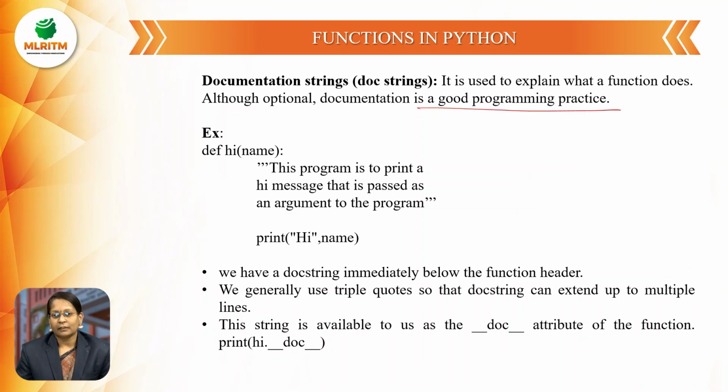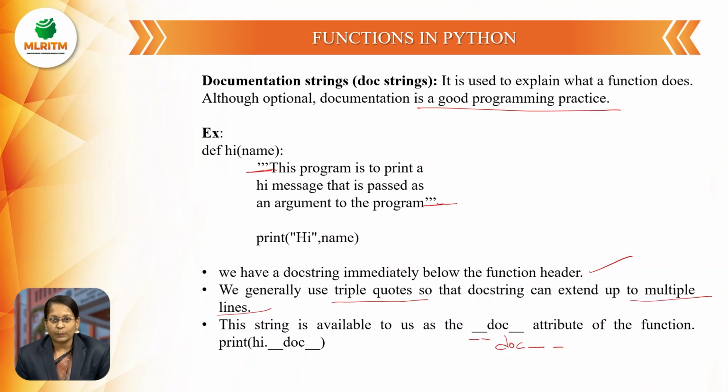Generally, the documentation string is enclosed in triple quotes. We have a docstring immediately below the function header. We generally use triple quotes so that the docstring can extend up to multiple lines. By using these, we can write the docstring in multiple lines. This string is available to us as the underscore underscore doc underscore underscore attribute of the function.